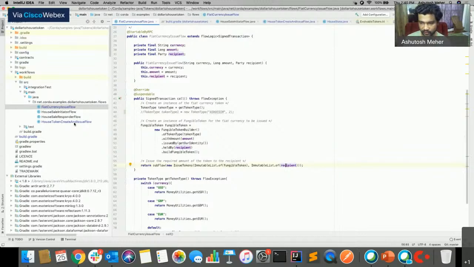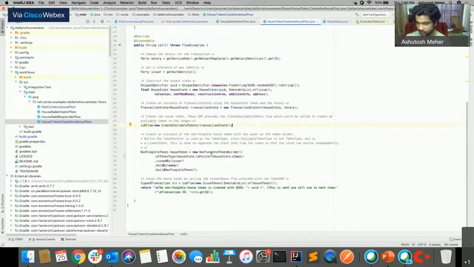It's pretty much similar for a non-fungible token as well. We have a non-fungible token builder, and it again takes a token type, your issuer, and your holder, and you finally call the build non-fungible token method. One thing to note, like we talked about the pointer: your house state is an evolvable token. So we are not using it directly, but you need a token type here, so we will use the pointer. We convert this house state to a pointer using the toPointer method, which you can conveniently use to create a pointer out of an evolvable token type.